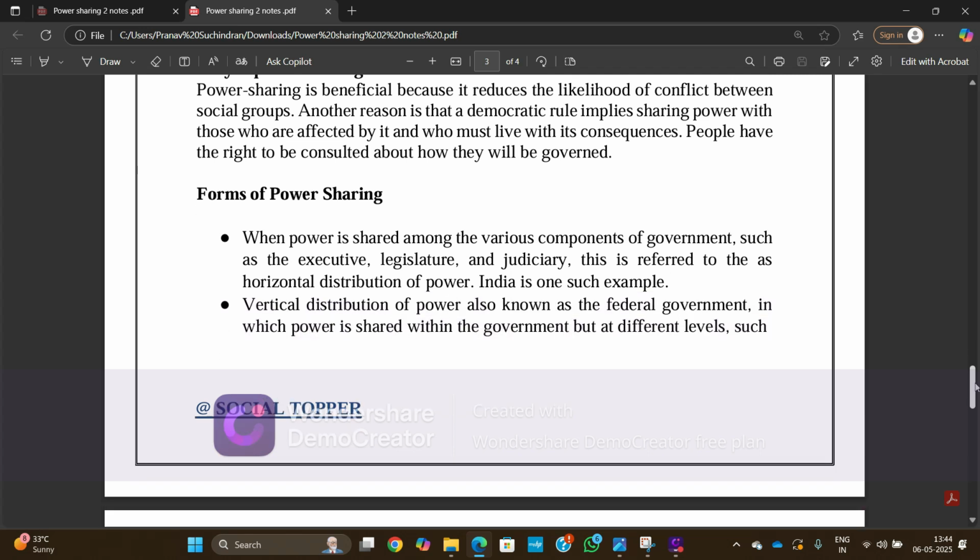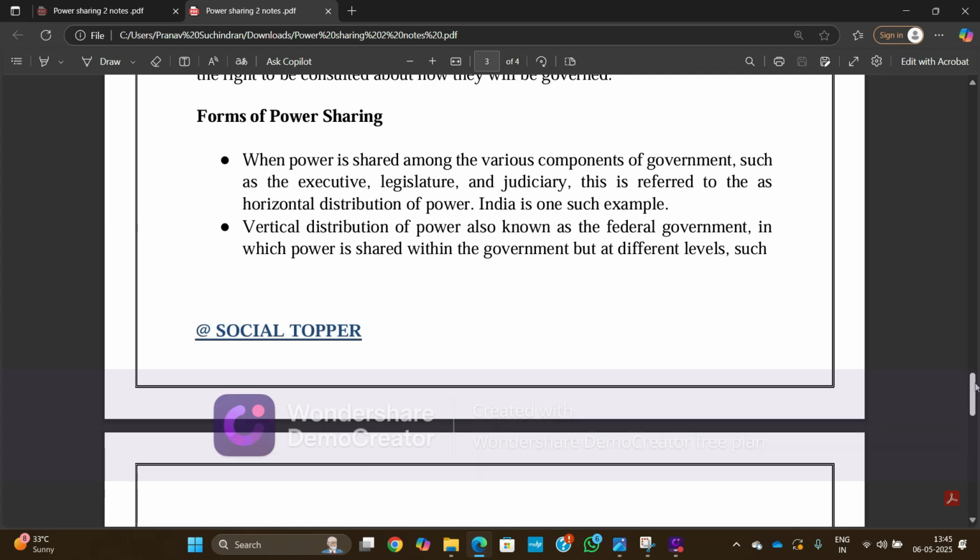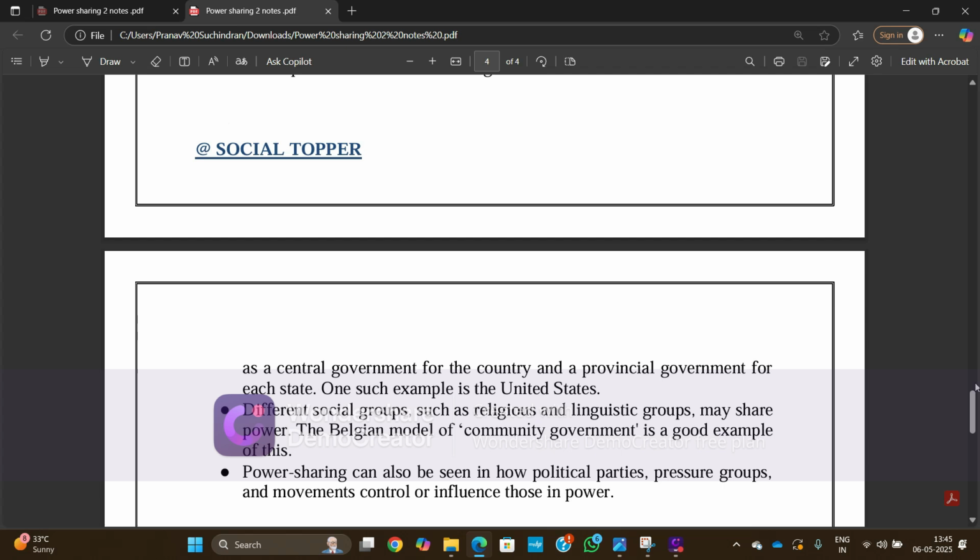Now let us look at the different forms of power sharing. Before that, let us understand the meaning of the word prudential. Prudential refers to having a thought for the future, which is often related to having a thought in a very good way. So now let us look at the various forms of power sharing. There are total four forms of power sharing: horizontal, vertical, power sharing among social groups, power sharing amongst political parties, pressure groups, and movements. First, let us look at horizontal form of power sharing.